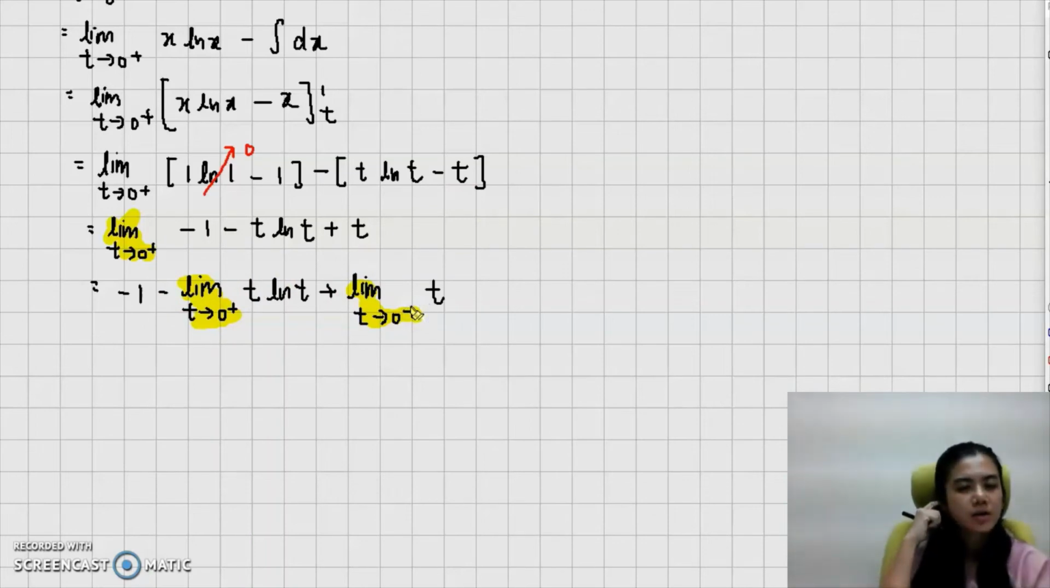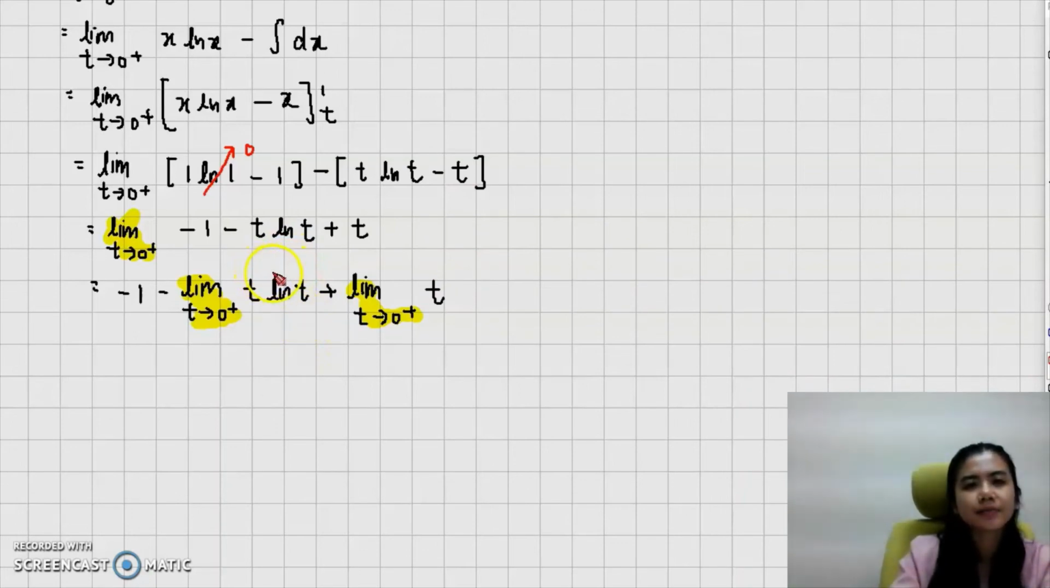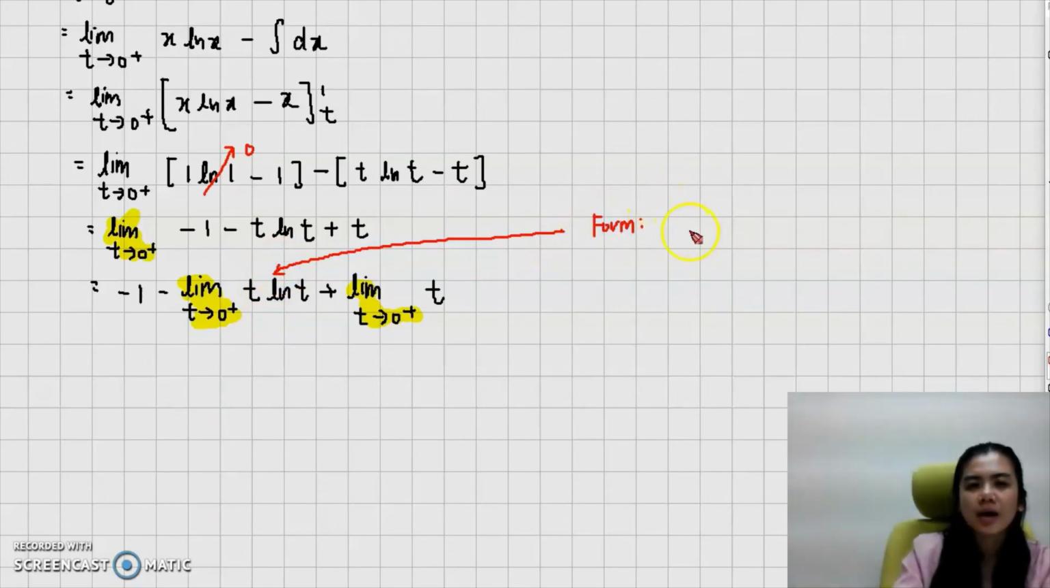Let's just look at it separately. In here we have a form of this one. This is basically a form that will give you a problem, because we have a 0 multiplied with negative infinity.